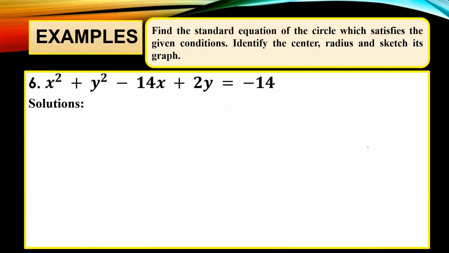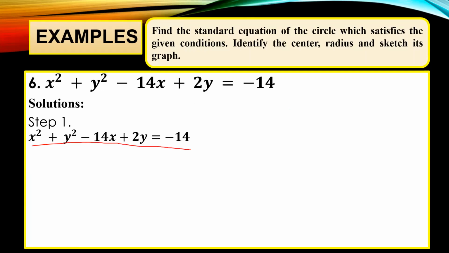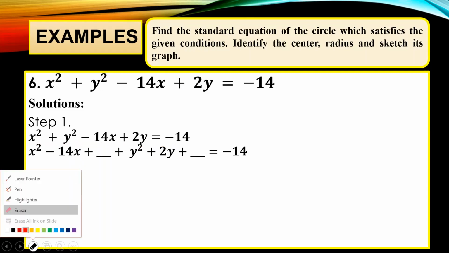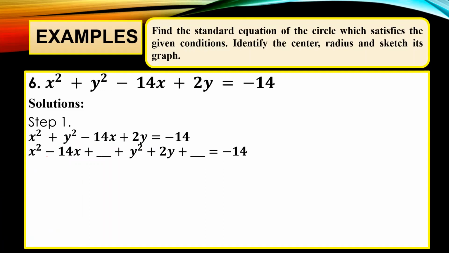We have the solutions. Step 1. So again, we need to copy the original equation. Next, we have to group the terms. So we have to group x squared minus 14x plus blank plus y squared plus 2y plus blank is equal to negative 14.